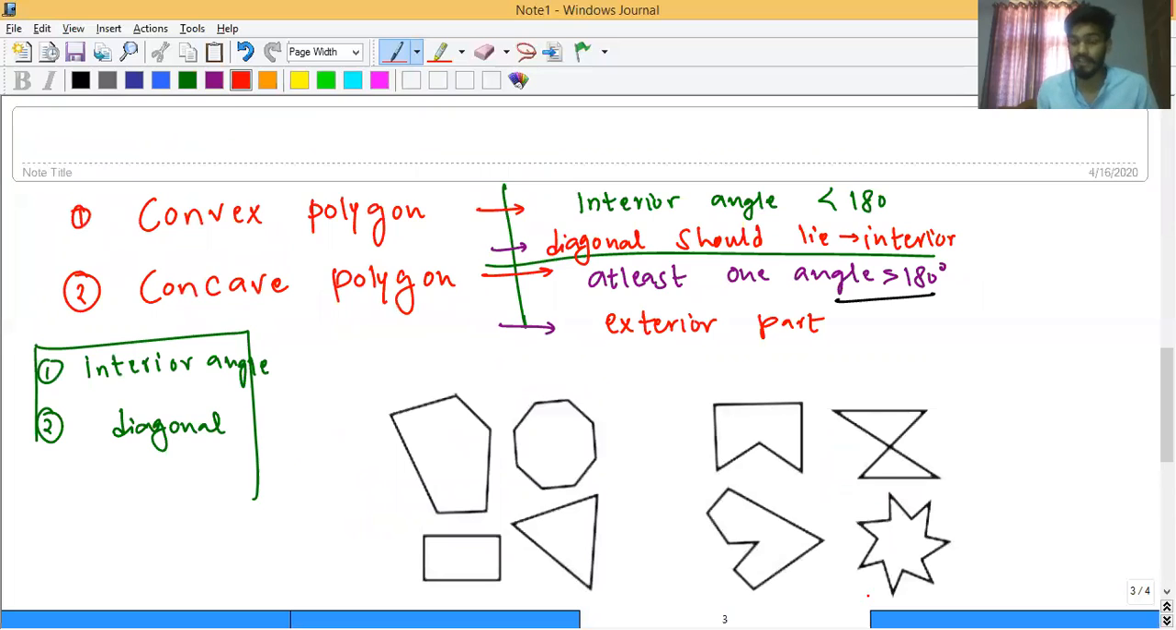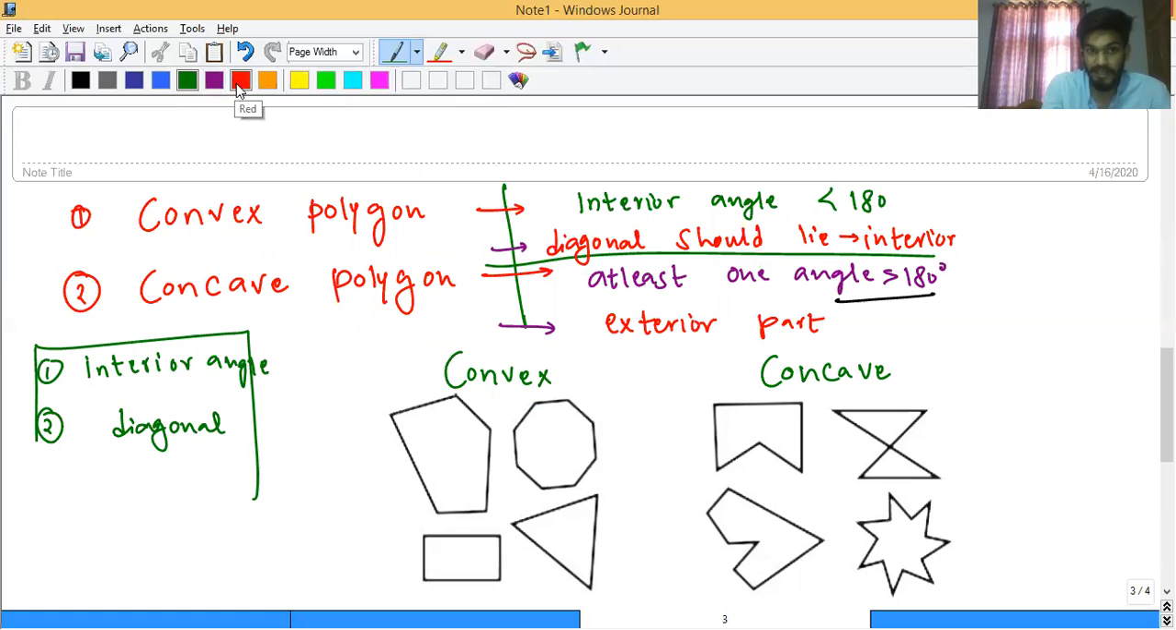Now this says the diagonal should lie in the interior part. Now draw any two diagonals. They will lie inside only. See, same we can see in every example of convex polygon. They all are convex polygons, and they all are concave polygons. Now, here the diagonal will lie in the interior of the polygon itself.